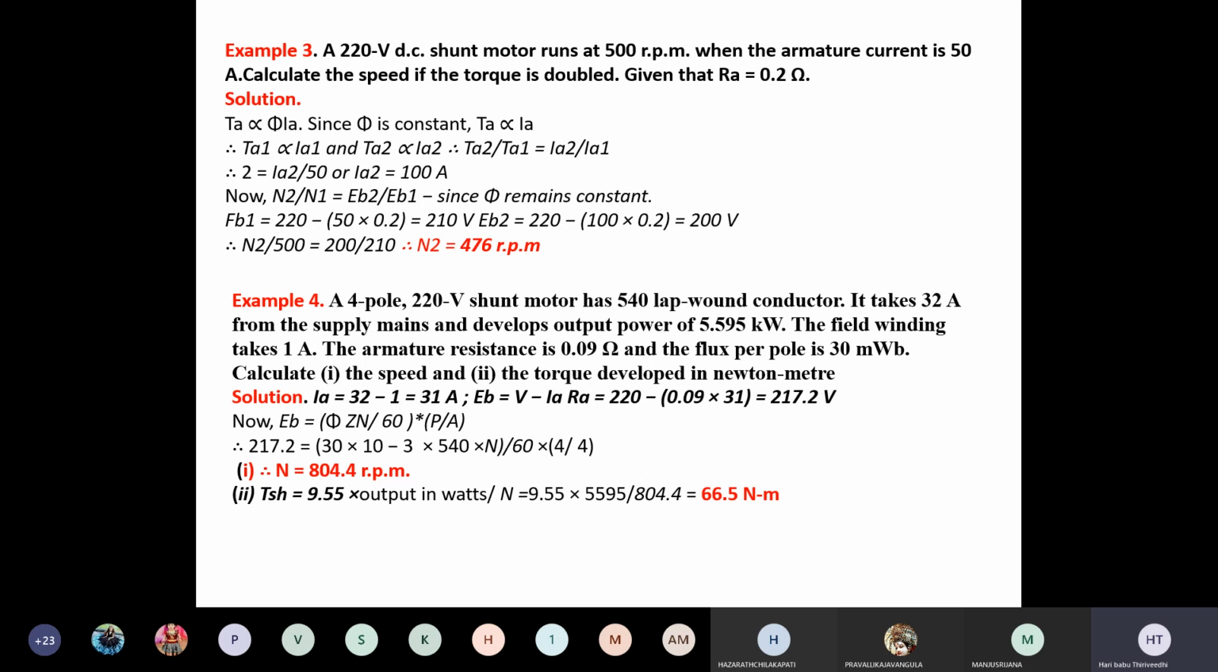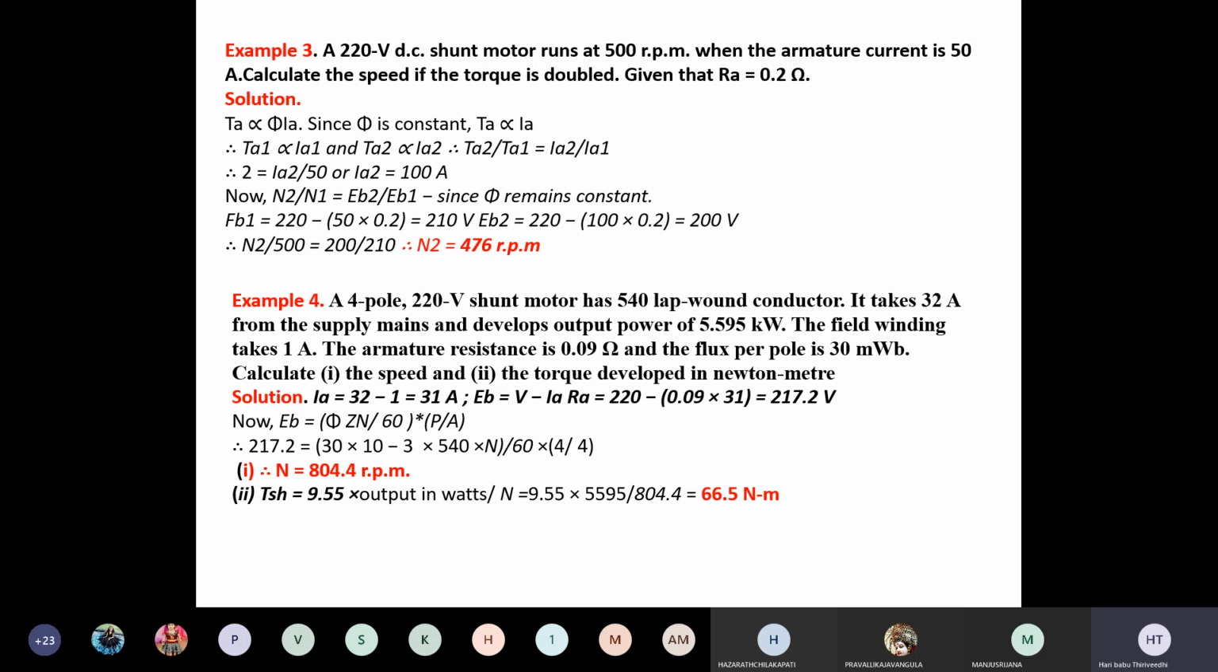We know the EB1 and EB2 values, and we know the N1 value. Substitute in that relation: N2 by N1, that is N2 by 500, equals EB2 200 by EB1 210. From that we determine the speed after torque is doubled is 476 RPM.